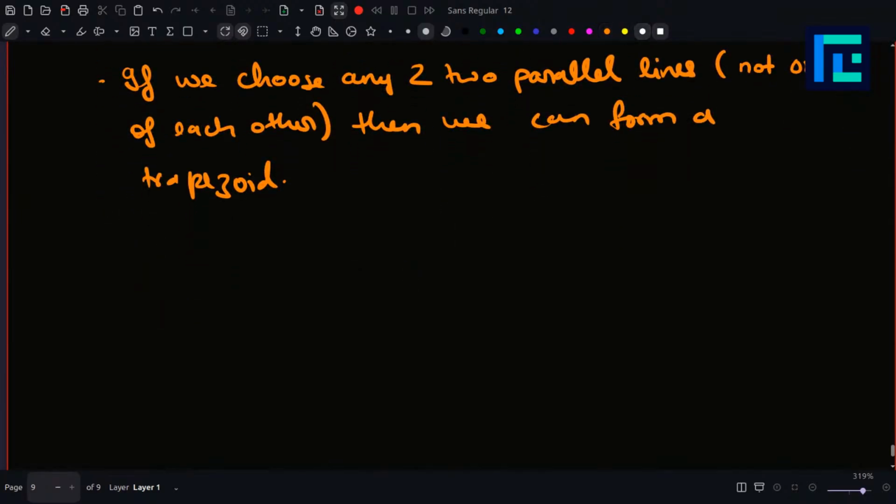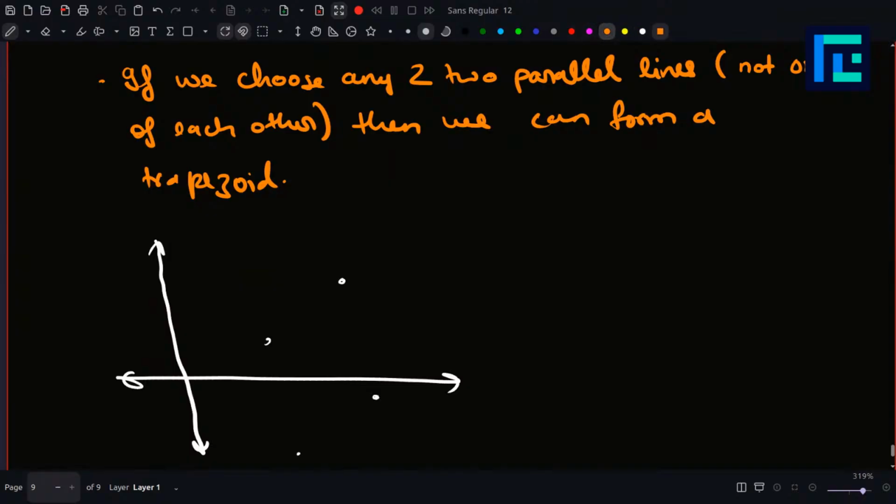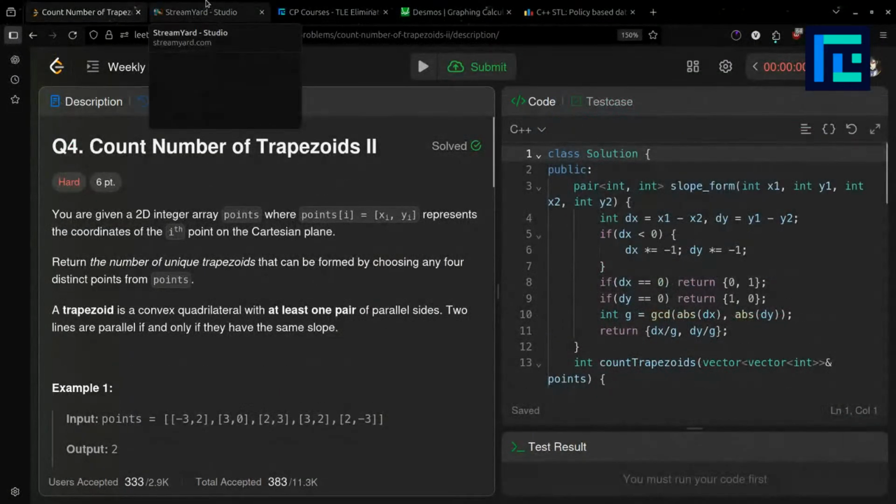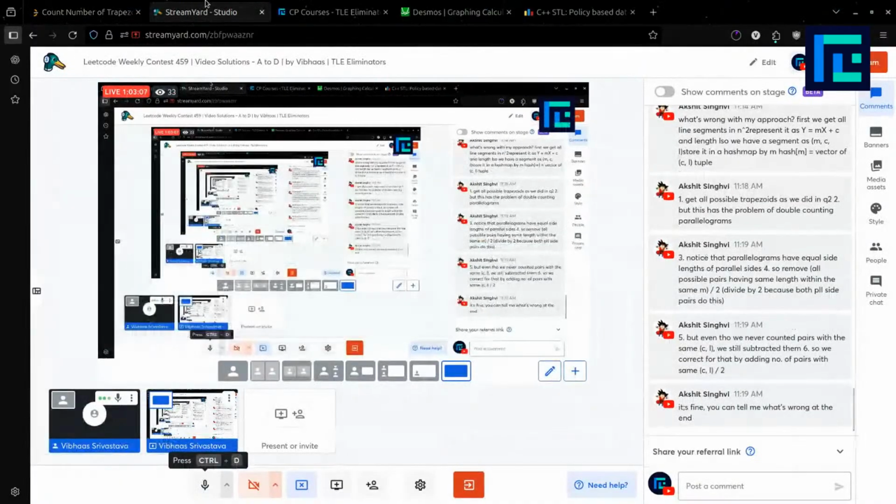So how will you mark this? Let's say there are these 2 points and then these 2 points, and the lines going through them are parallel. One line goes through them like this, and one like this. Since this is parallel to this line, the shape formed between these four points will be a trapezoid, because this is parallel and this is parallel. Does that make sense?